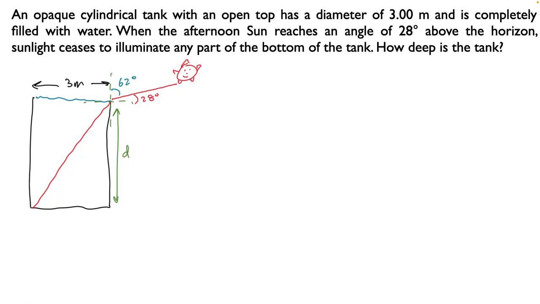If I'm going to find that depth, I know I have 3 meters on this side of a triangle, and I'm looking for the other side of the triangle. What's left that I need in order to pull this off? An angle. If I could find the hypotenuse, that'd be good, but finding the hypotenuse is difficult. So we have to find this angle right here. I'm going to call it theta 2, because what angle is theta 1? The 62.